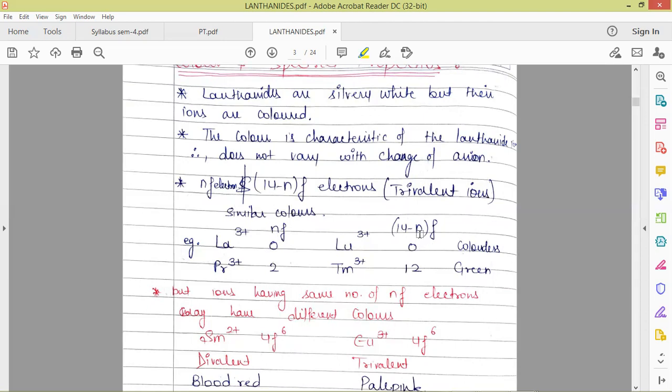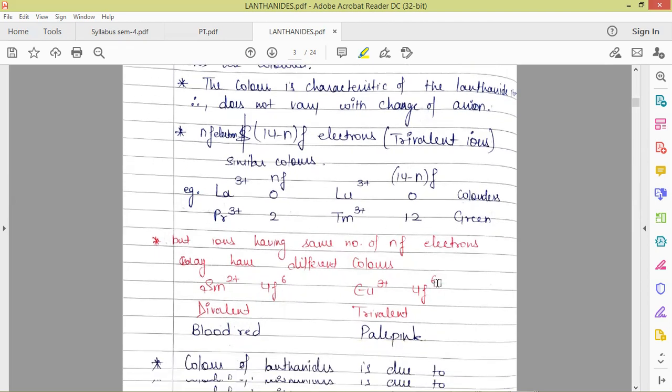Here, 14 minus n, that means here n is 14. Lanthanum has 4f electrons as 0, and lutetium has 14 minus 4f electrons as 0. So both are colorless. Similarly, this one has 2 4f electrons and this one has 14 minus 2, so here n is 12, that means 14 minus n is 12. So both of these are green in color.